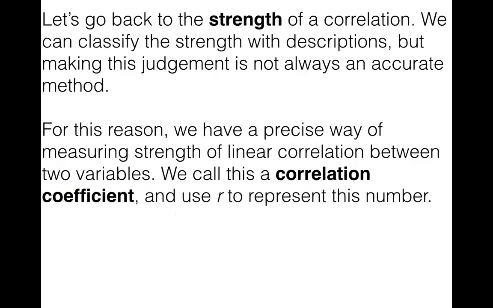Okay, so let's go back to how we describe correlation. We can describe the strength of a correlation by describing it as strong, moderate, weak, zero. But this is not always a very precise way of measuring the strength of a correlation between two variables. So for this reason, we have a specific value that we can calculate that we call a correlation coefficient. And this correlation coefficient should tell you the exact strength of the correlation between two variables. In general, we use R to represent this number, the correlation coefficient.